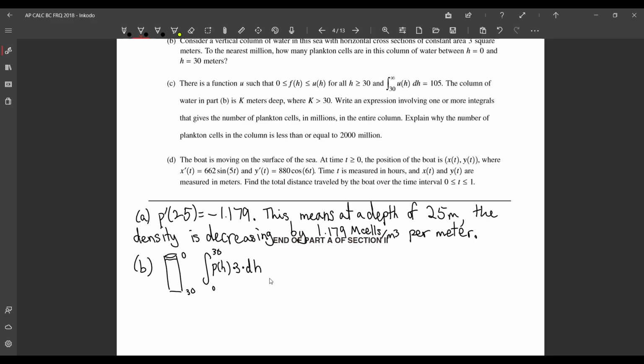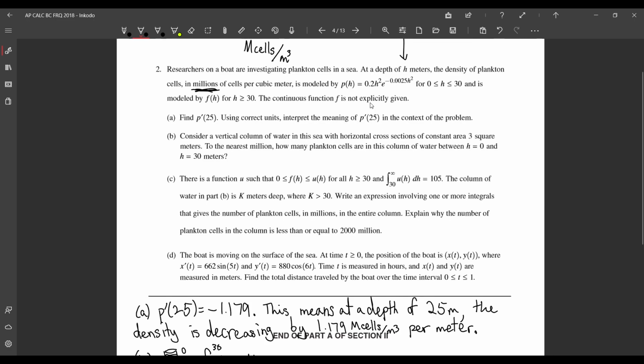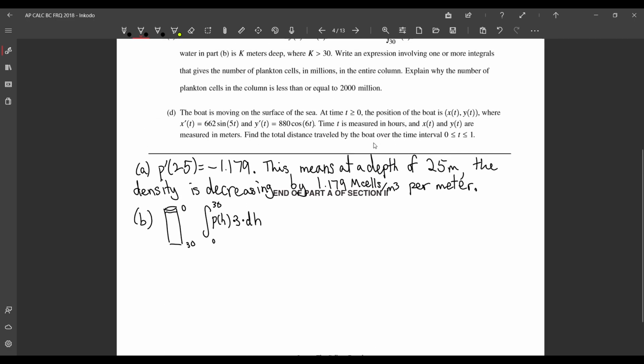So I'm now going to integrate that. So 3 times 0.2 times x squared times e to the minus 0.0025 x squared. Let me make sure I got the right number of zeros there. So this gives, to the nearest million, 1,675 million cells.